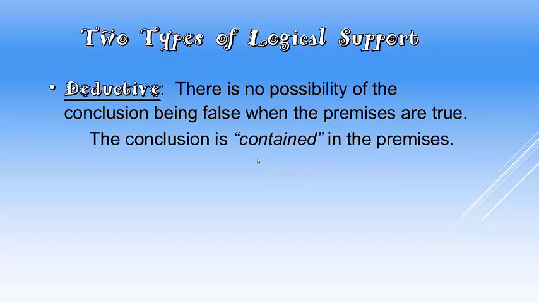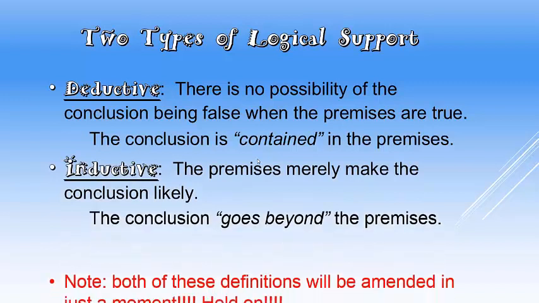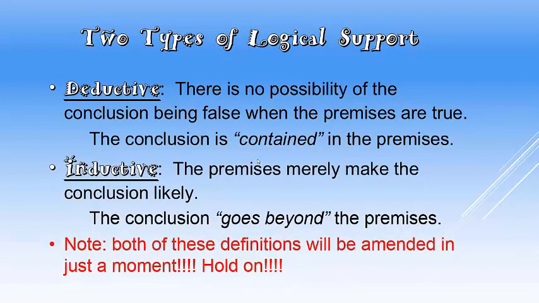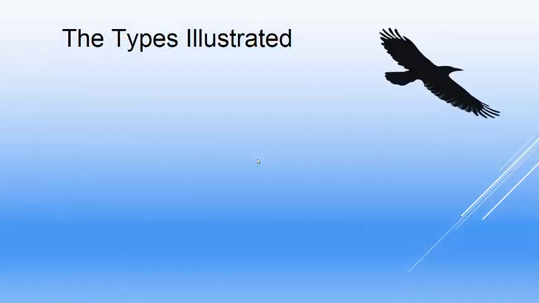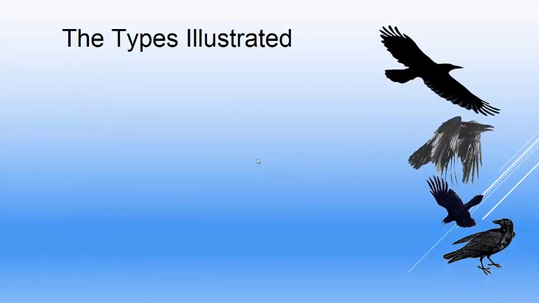But there's another type of logical support that we need to investigate. Inductive levels of support involve premises that merely raise the odds of a conclusion, although the conclusion is allowed to go beyond what the premises explicitly warrant. Now, I'm going to adjust these definitions in a second, but let's just examine the types right now. Since philosophers like to use illustrations involving ravens, I'll not depart from that venerable tradition.